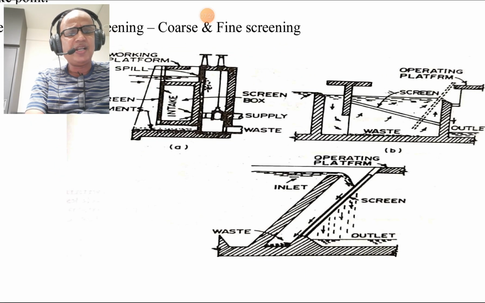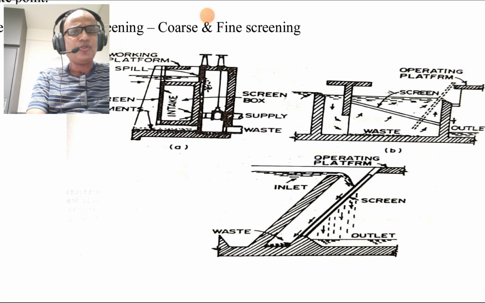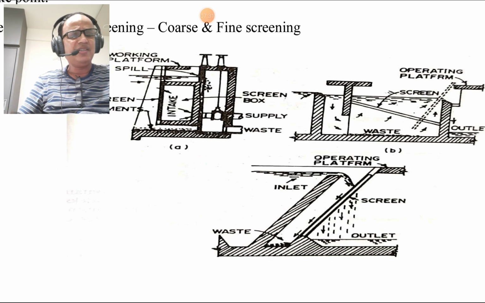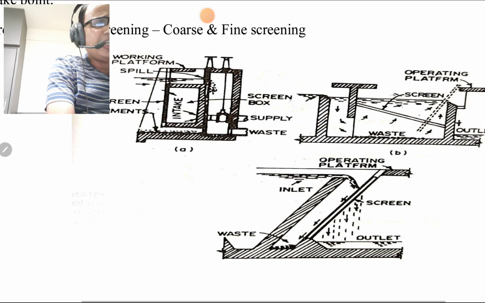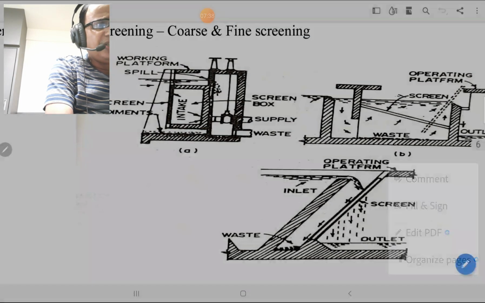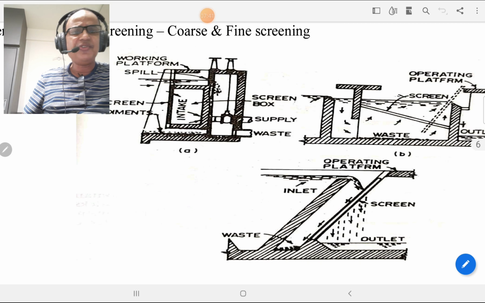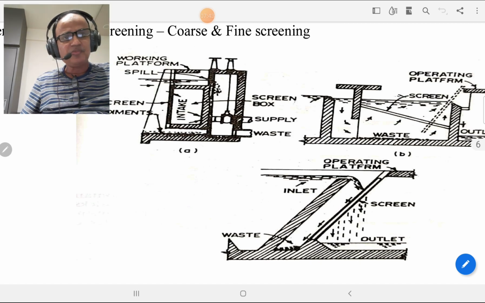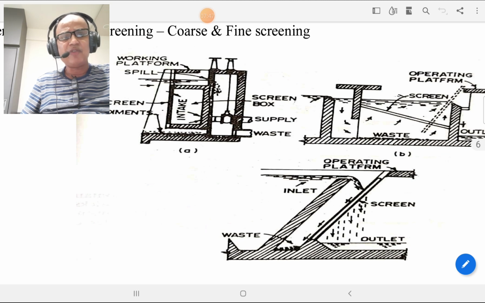Please look at this figure. The figure shows the various screening. Here the inclined screening is provided. We can see this inclined screening. Then we should see the arrangement of inlet and outlet for the water from the screening plant, and there is a provision of operating platforms also to collect the coarse waste. There is a provision to collect the coarse waste.